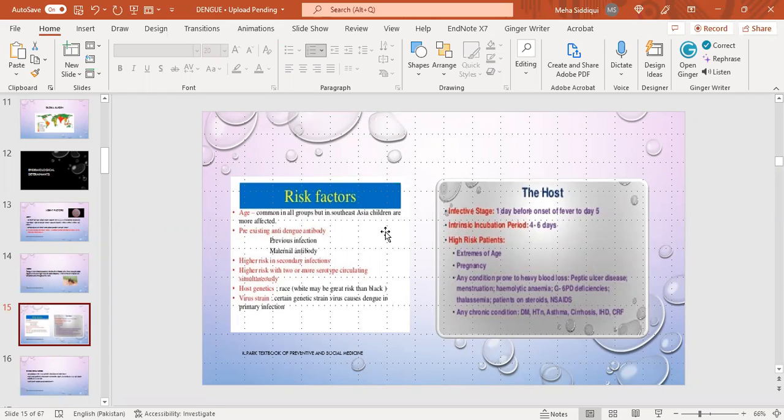Host genetics: white race may be at greater risk than black. Virus strain: certain genetic strains of the virus cause dengue in primary infection. The infective stage is 1 day before onset of fever to day 5, and the intrinsic incubation period is 4 to 6 days. These are the high-risk patients: extremes of age, pregnancy, and any condition prone to heavy blood loss, like peptic ulcer disease, hemolytic anemia, G6PD deficiency, thalassemia.